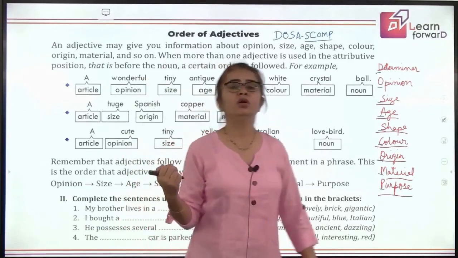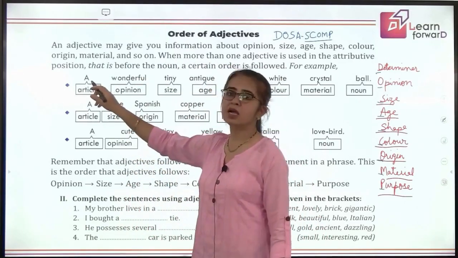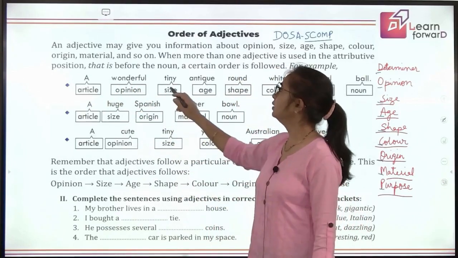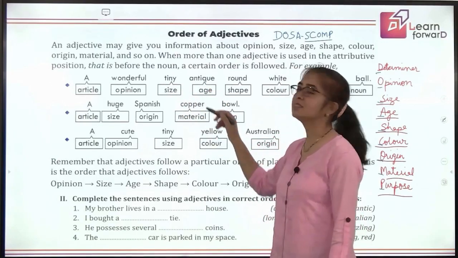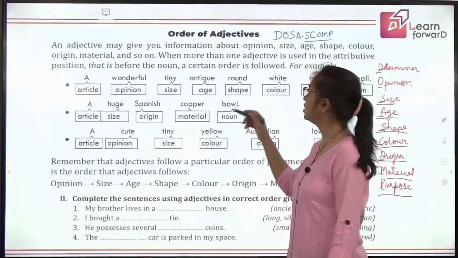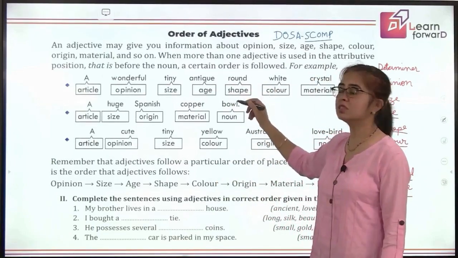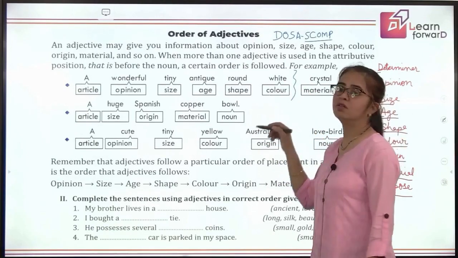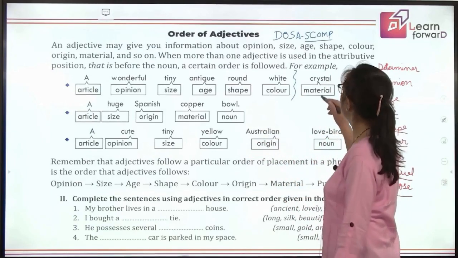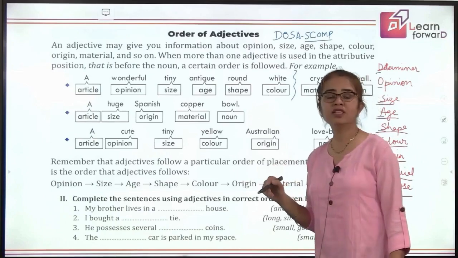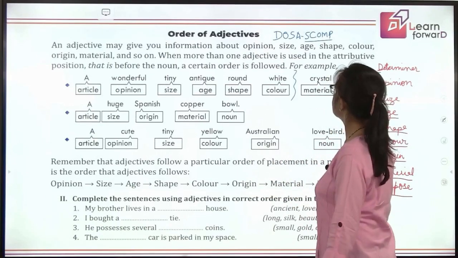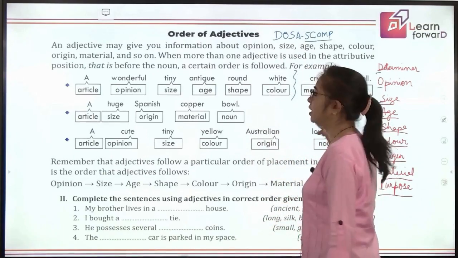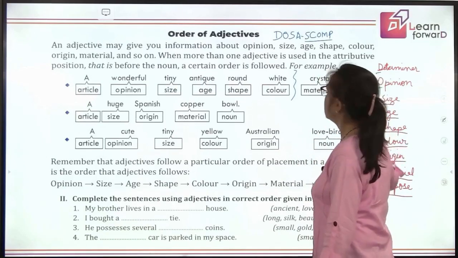Let's see how we do them through some examples. Here the article is the determiner, then wonderful is your opinion. You might feel something is wonderful or not. Then tiny is the size. Next comes antique, that is the age. It's telling you how old it is. Then comes round, which is the shape. Next is white, which is color. There can be one word here which shows the origin. It's not here for this noun. And then you have the material, which is crystal. Again, you don't have any purpose here. It can be football, basketball or anything, but the purpose has to be here if it is given. And finally comes the noun that is being described.